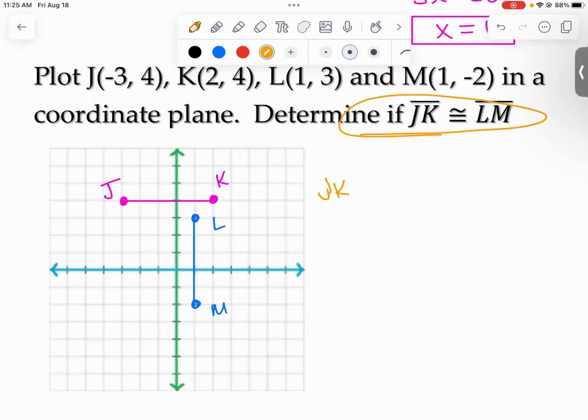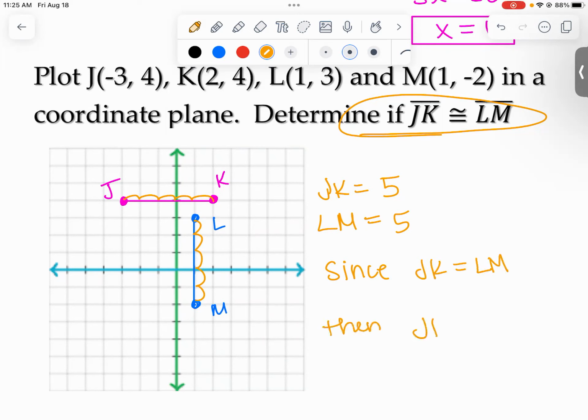What is the distance? What is the length of JK? Can we count it? It's 5. Okay. Notice how when I write JK equals 5, I don't have the hat on it. There's no line segment notation because we're talking about just the length. What about LM? Oh, okay. So since we know that JK and LM have the same distance, then we know that the line segments are congruent.